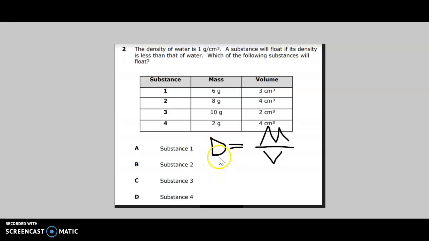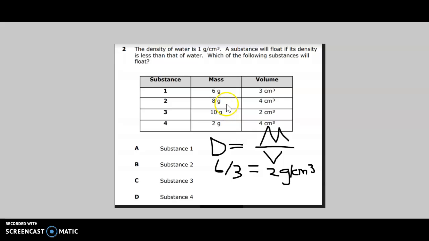So we'll start off with number 1. Substance 1 has a mass of 6 and a volume of 3. So you would take 6 and divide that by 3. 6 divided by 3 equals 2. And it's actually 2 grams per centimeter cubed, and that's more than 1, right?